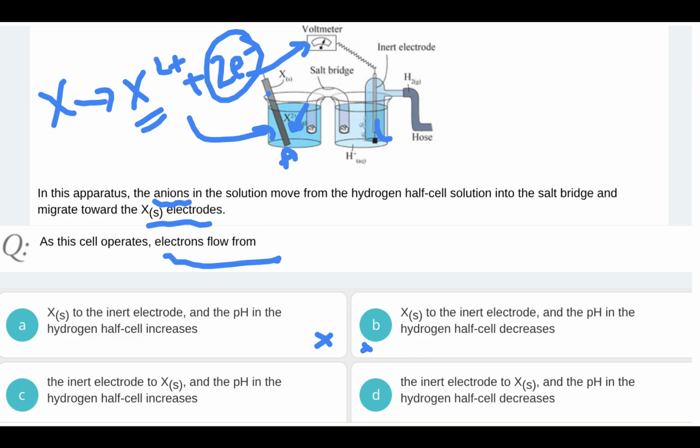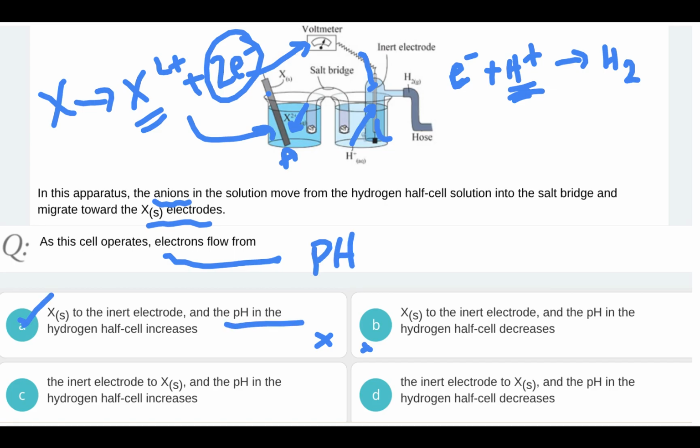So on the side that has hydrogen, as the electrons come on over, they are going to pull the hydrogen ions out of solution, and they will end up forming hydrogen gas. So if we are decreasing the concentration of the hydrogen ions, that means you're decreasing the acidity and your pH would increase. So the pH of the hydrogen half cell is going to get higher, because for your pH scale, as you go 1, 2, 3, and you keep going, the higher your number is, the less acidic you are. So that's why the answer here is A.